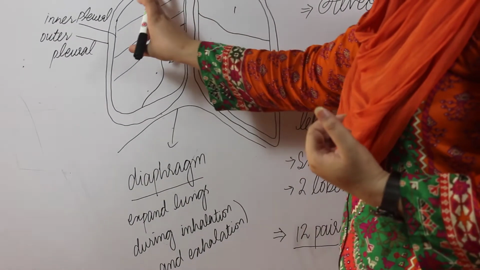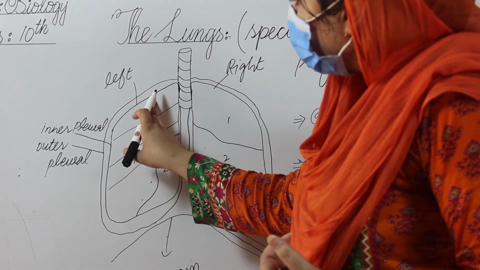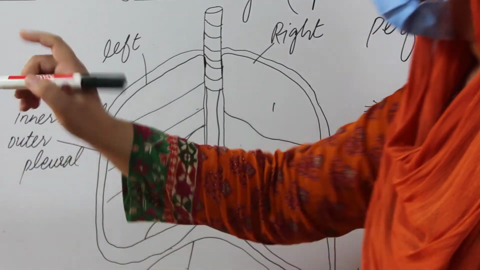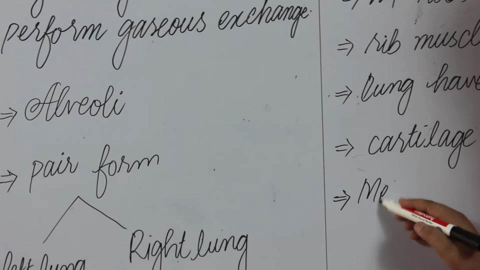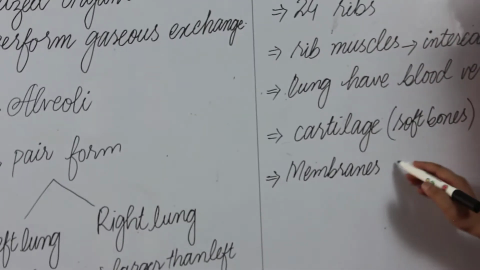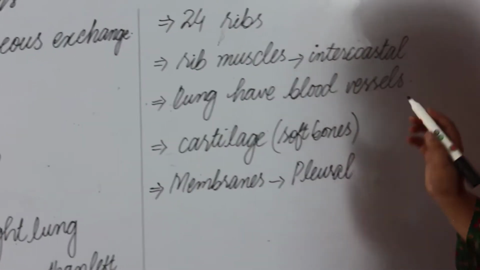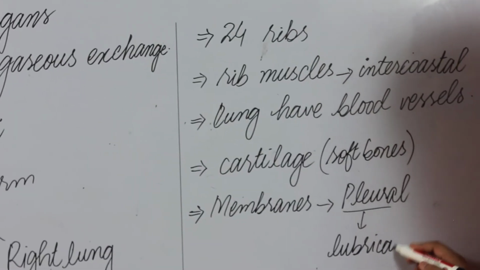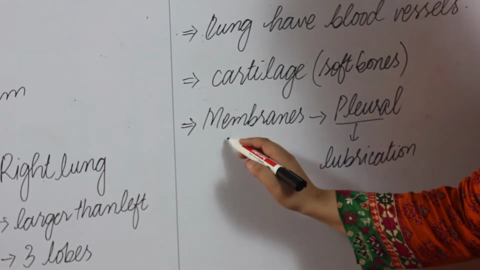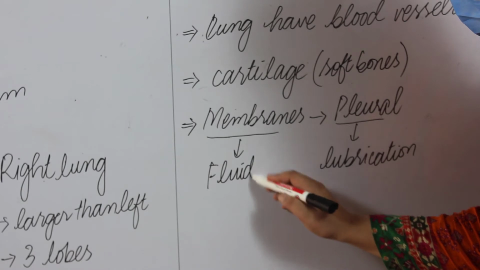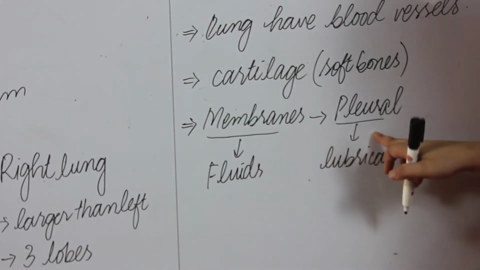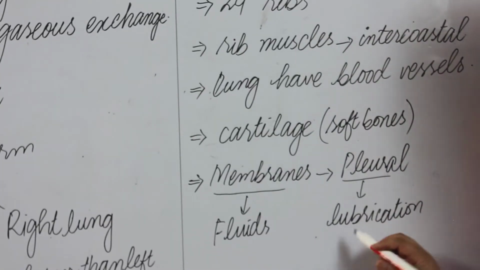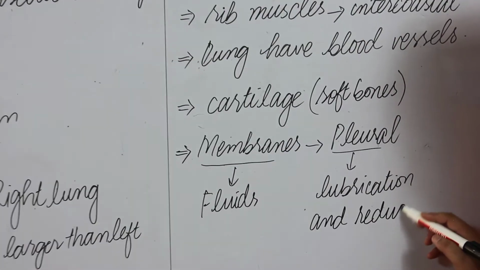One more thing, look at the diagram once again. This is the left lung and this is the right lung, and our lungs are covered and protected with two layers, two membranes. One is called the inner pleura and the second is called the outer pleura. These membranes cover the lungs. What is the function of the pleura? The function of the pleura is to provide lubrication and reduce friction.